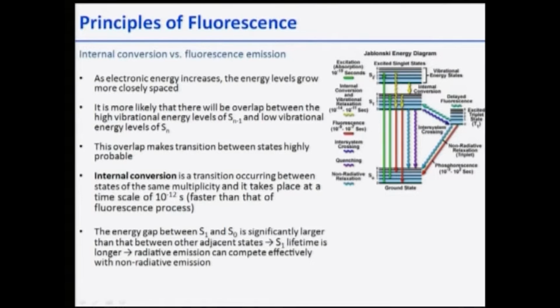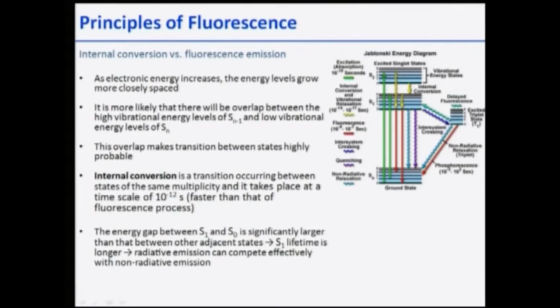It is most likely that there will be overlap between the higher vibrational energy levels of S1 and S2. That is, S1 and S2 are the excited states. So, there may be overlap of the vibrational energy levels between S1 and S2, and these overlaps make the transition between the states highly probable. That is, the transition from these to these states is highly possible. Internal conversion is nothing but a transition occurring between states of the same multiplicity. Same multiplicity means there are 5 multiple states here, 5 multiple states here, S1 and S2 both.